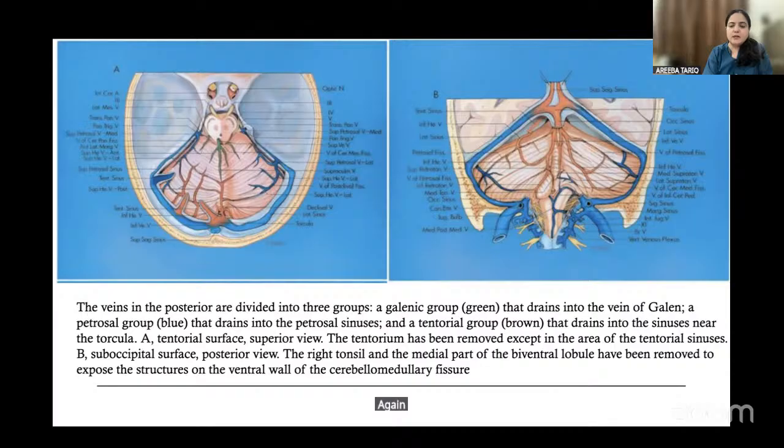Again, a similar thing, but we are looking at the coronal section, and we can see how veins that are near the tentorium are draining into the tentorial sinuses, and the veins that are near the petrosal sinus are draining into the petrosal sinus.